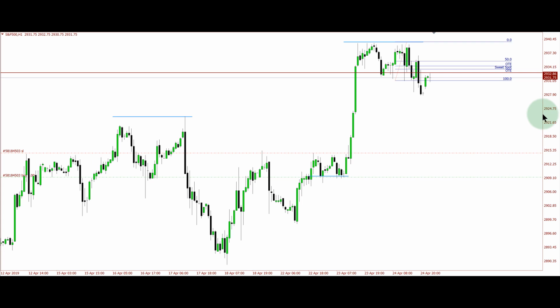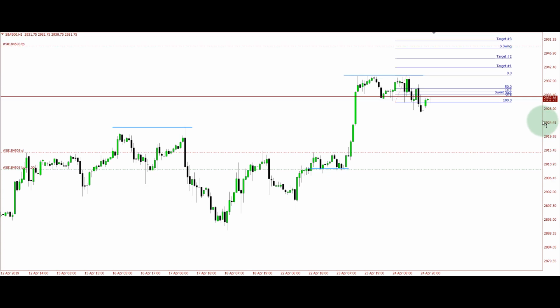So let me scrunch it down. You can see there's my target right here. So if we run up there, then you know that 129.48, that fills me, and I'm out. I'm done, at least for this position. And then I'll look for something else.